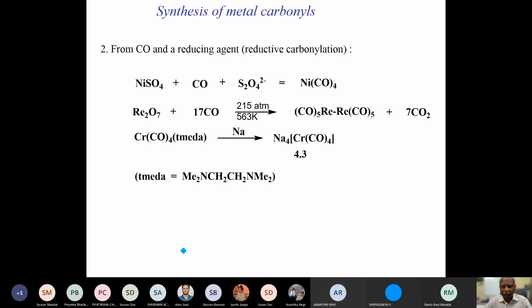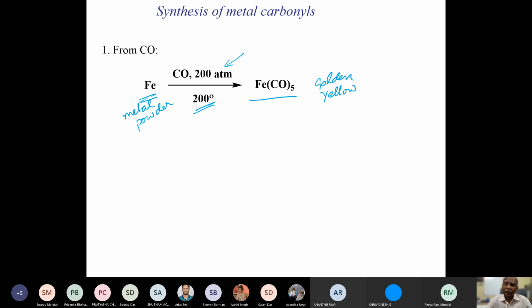What we have done here is that we have directly reacted iron metal and generated a metal carbonyl. But notice that you require significantly high temperature. If I have very pure iron, then it reacts at room temperature.